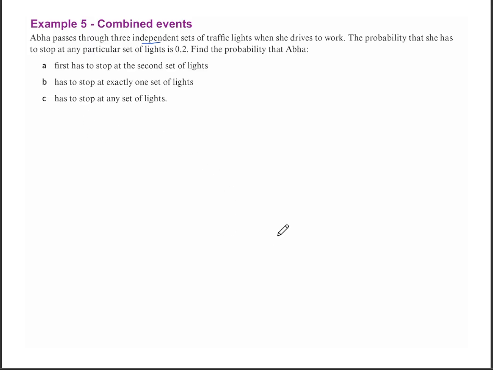So what we can do here is display this using a tree diagram, because it's a dichotomy, meaning there are only 2 possible options: she stops or she doesn't stop. So we're going to write this: the first set of lights, the second set of lights, and the third set of lights. First set of lights, she has an option to stop or not to stop. Then second set of lights, again she has an option to stop or not to stop. Then again third set of lights, she has an option to stop and not to stop.